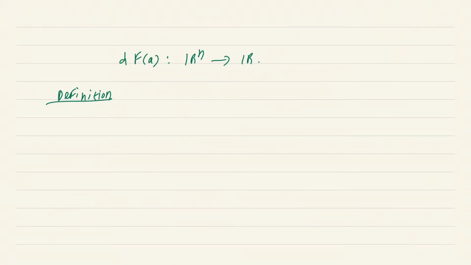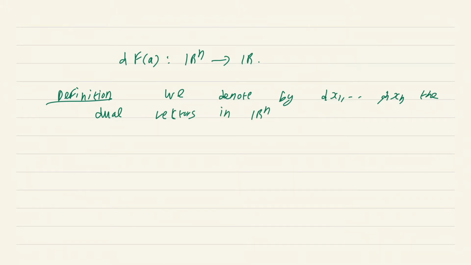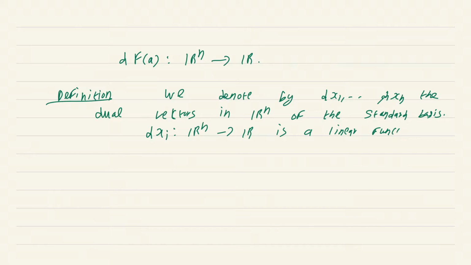We denote by dx1 to dxn the dual vectors in Rn of the standard basis. In other words, dxi from Rn to R is a linear functional with the property that dxi of ej is delta ij.